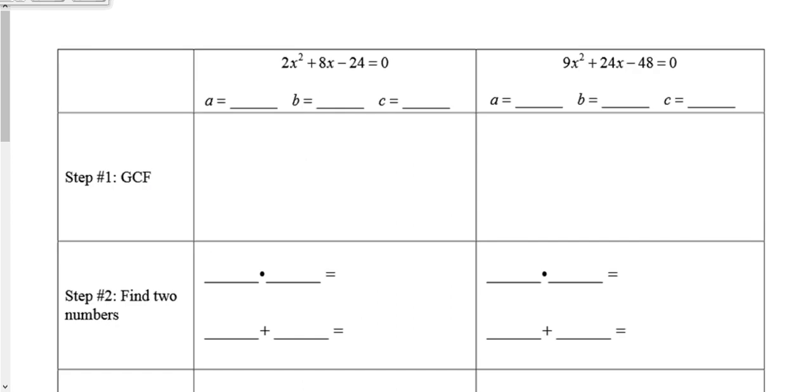So flipping over to the next page, we've got a couple different examples going on here. So on this first one, the A value is 2, B is 8, and C is negative 24.